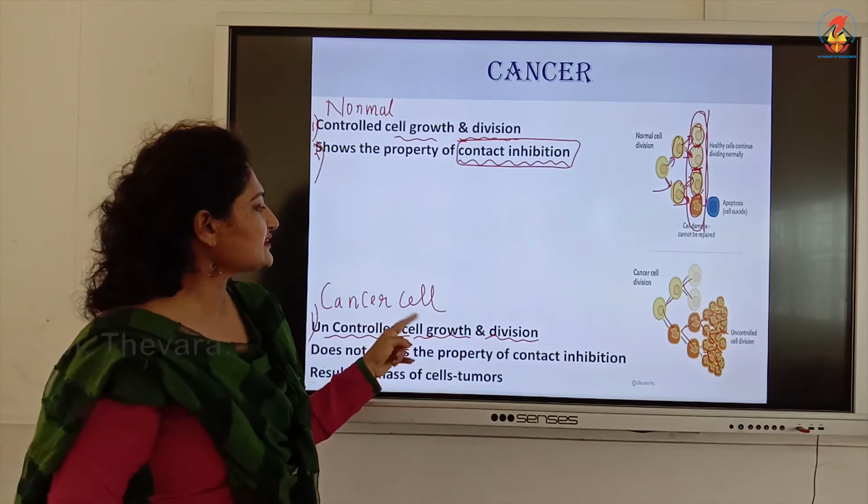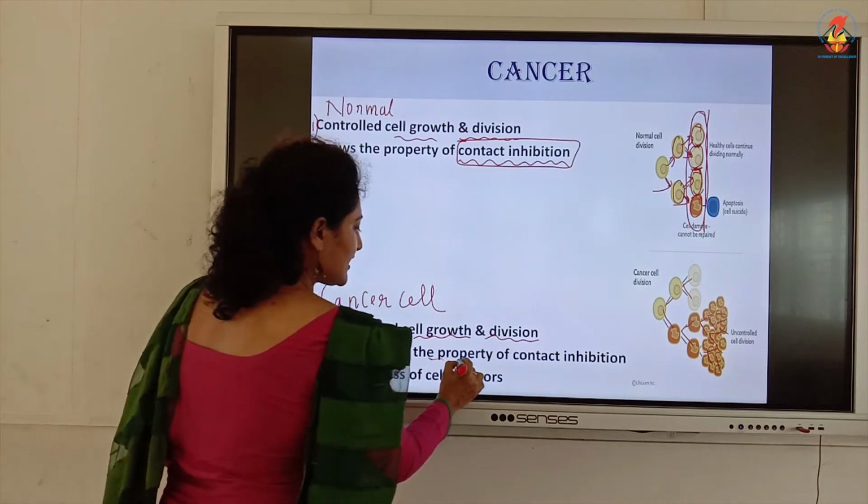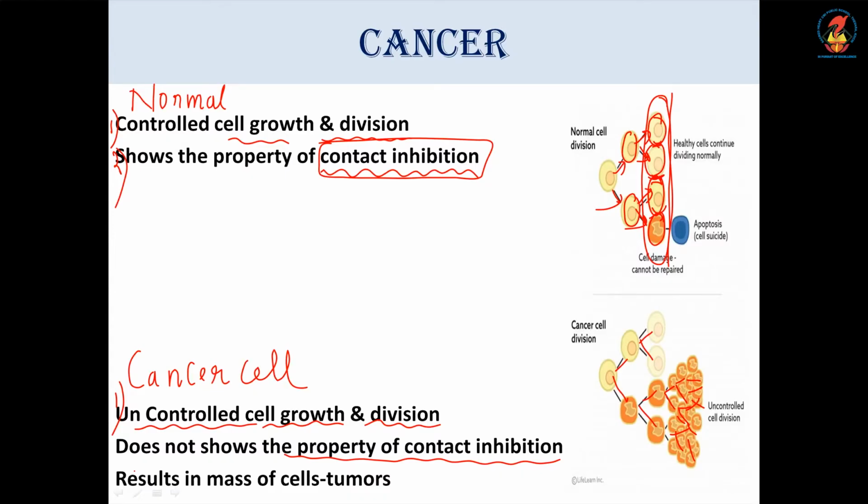Whereas, in cancerous cells, this contact inhibition is lost. The property of contact inhibition has been lost. See, though it is in contact, it continuously divides, redivides and overlaps and forms a mass of cells. Continuously dividing, overlapping, contacting, but no contact inhibition, and it forms a mass of cells, and this mass of cells is known as a tumor.